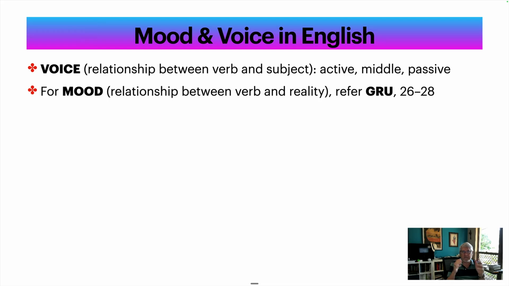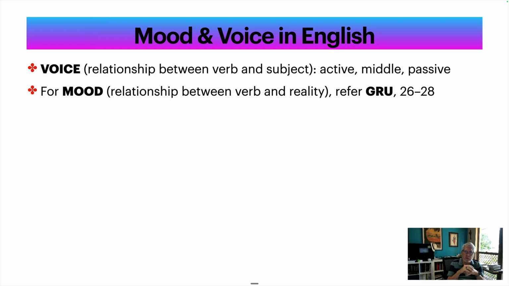So active, normal tense of the verb. Middle, when there's something complicated going on. Passive, when somebody else or some other force is at work, but nonetheless it's impacting on me. So voice, that's relatively simple, I hope.